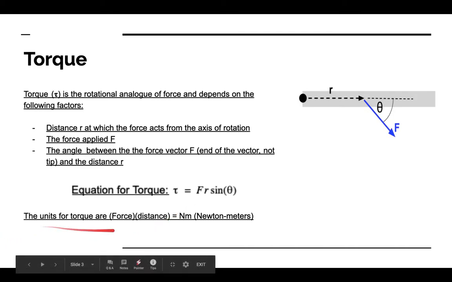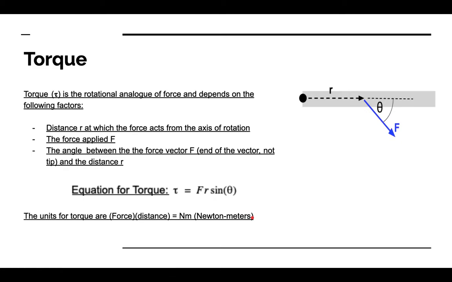So the units for torque are force times distance. Since we're going to have force times distance right here, F times r, which gives us newtons times meters, or newton meters. So that's our unit for torque, okay? So in order to imagine the concepts at play here with torque, okay?